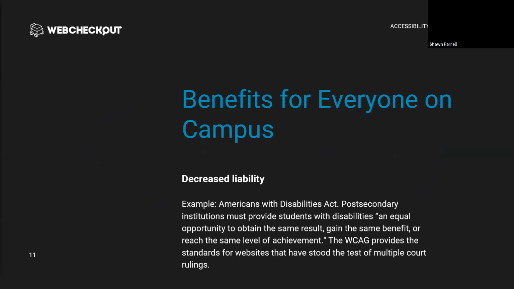As I mentioned, there are laws to protect citizens in most countries around the world. For example, again, we have the ADA, so the Americans with Disabilities Act. And the ADA specifically says that post-secondary institutions have to provide students with disabilities an equal opportunity to obtain the same result, gain the same benefit, or reach the same level of achievement. And this is a standard, the WCAG standard, that has stood the test of multiple court rulings in the US.